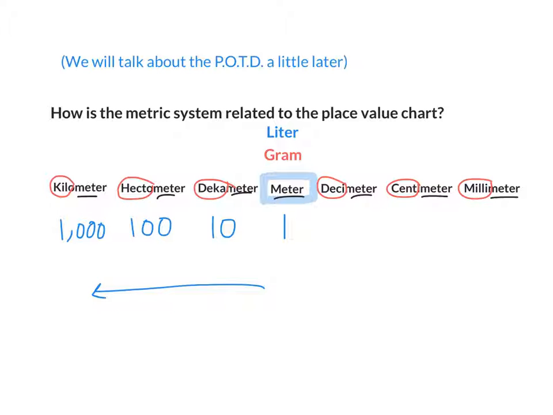As I move to the left, is the unit of measurement getting bigger or smaller? Bigger. It's getting bigger as I move this way. How is it getting bigger each time? When I move from 1 meter to 1 decameter, how is it getting bigger? Samarth?